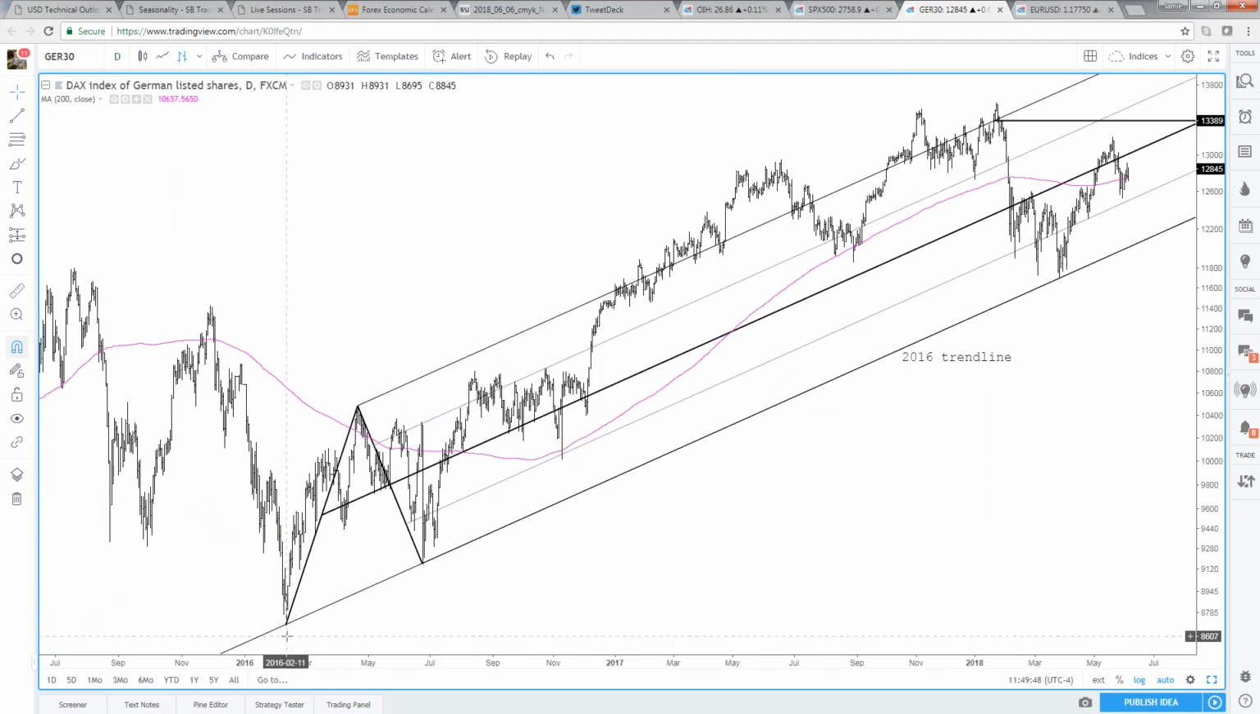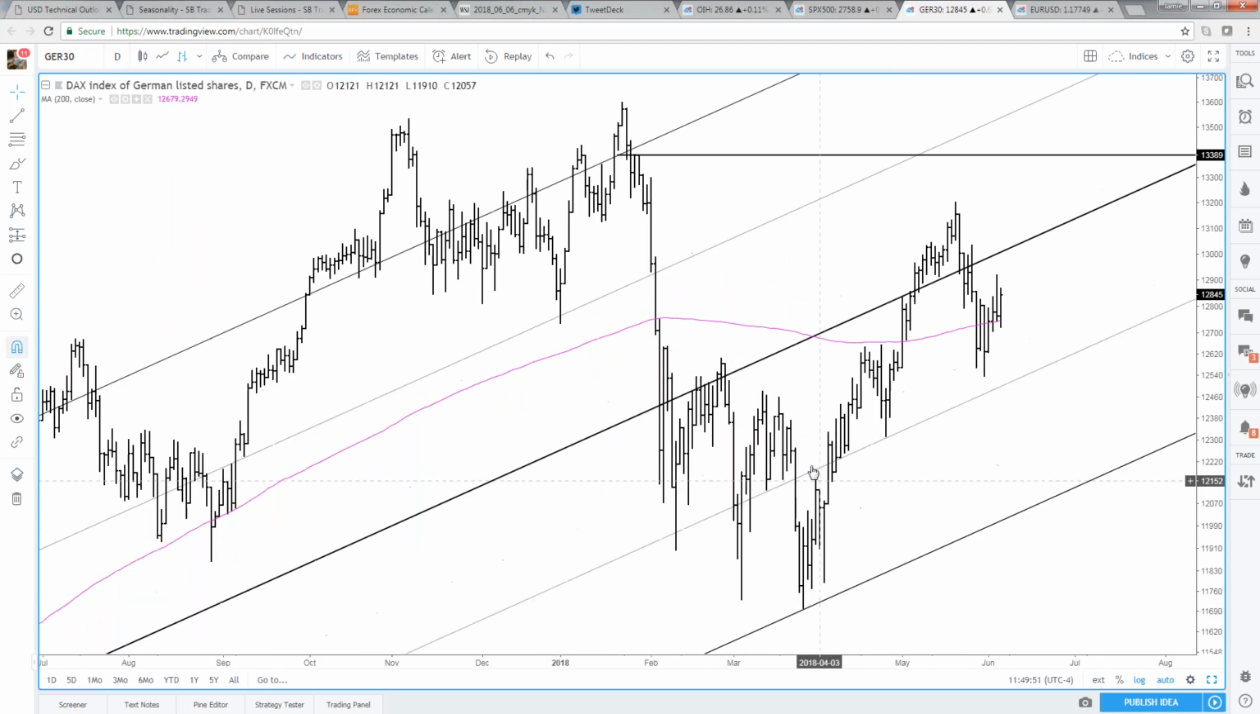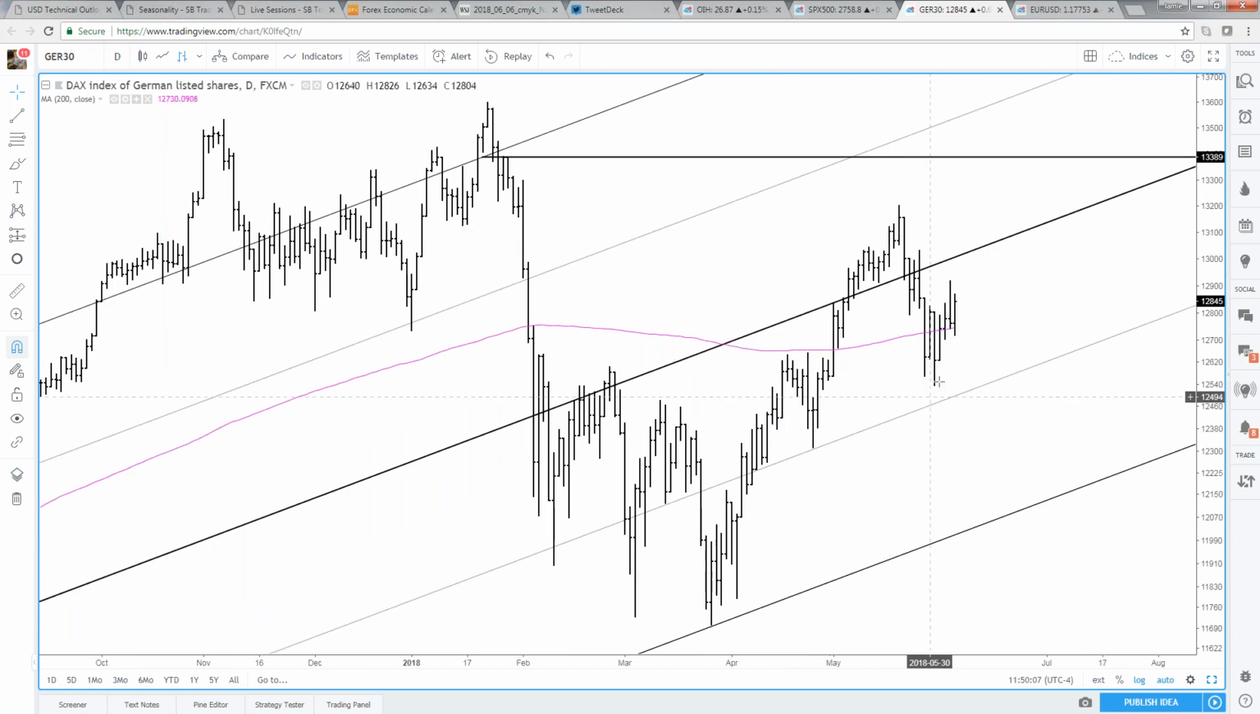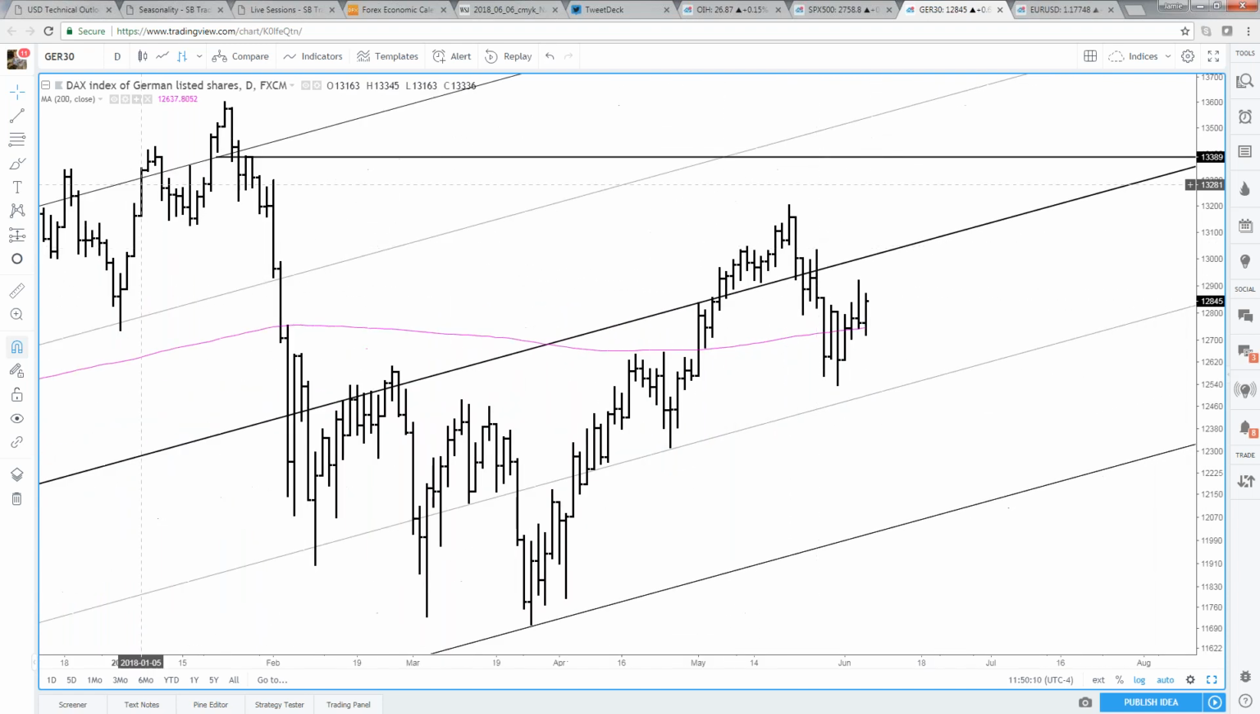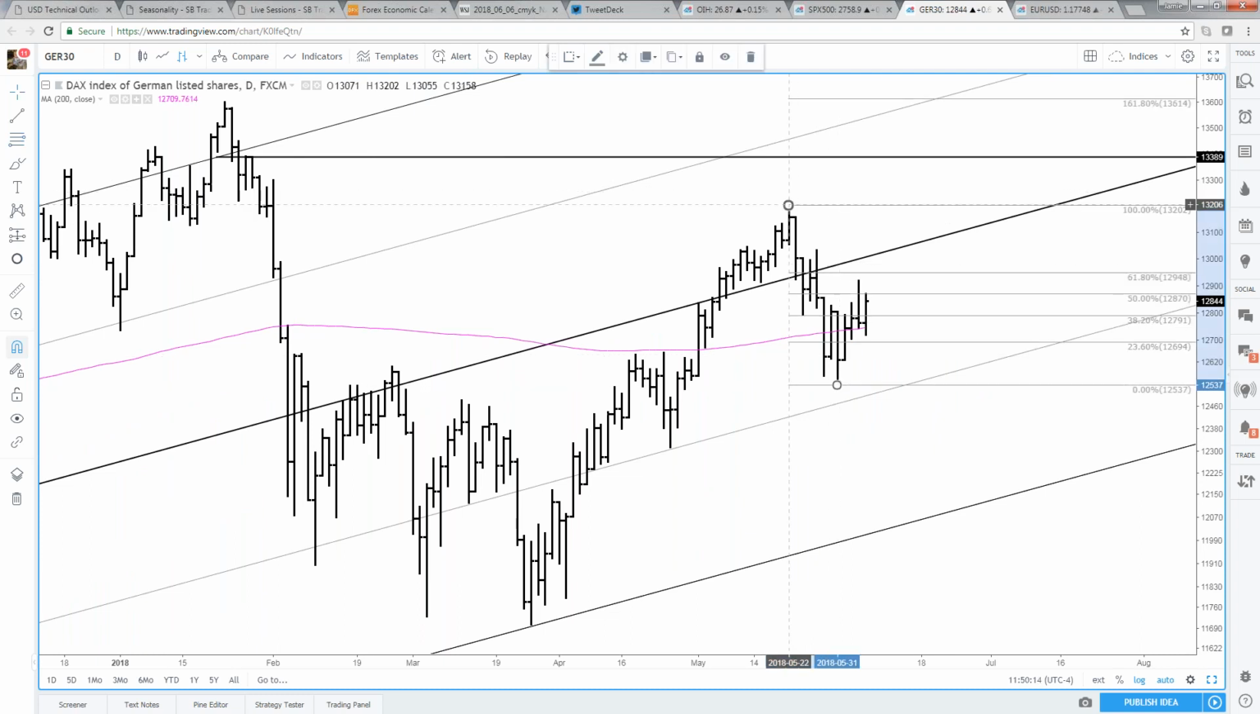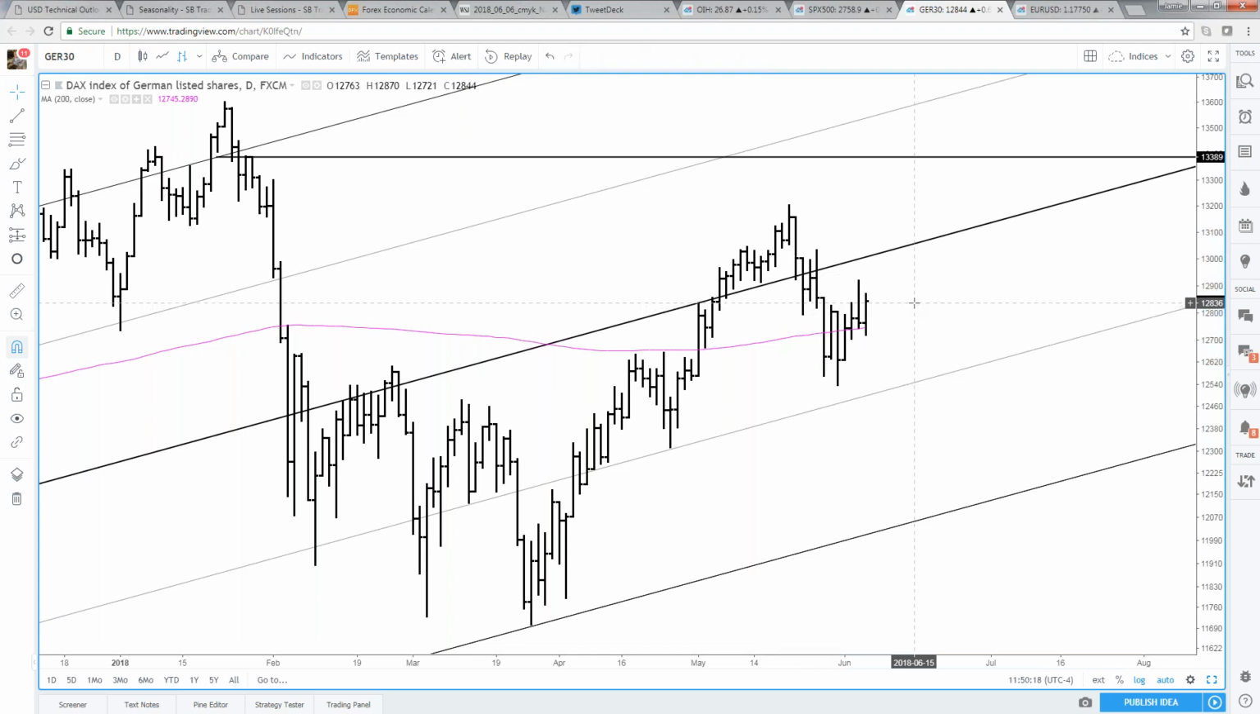So beautiful channel back to 2016. Very difficult for me to reconcile what's gone on here because this certainly looks like a flat, doesn't it? Because you get the 3 waves into a low. So this would be an A, B, and a C.